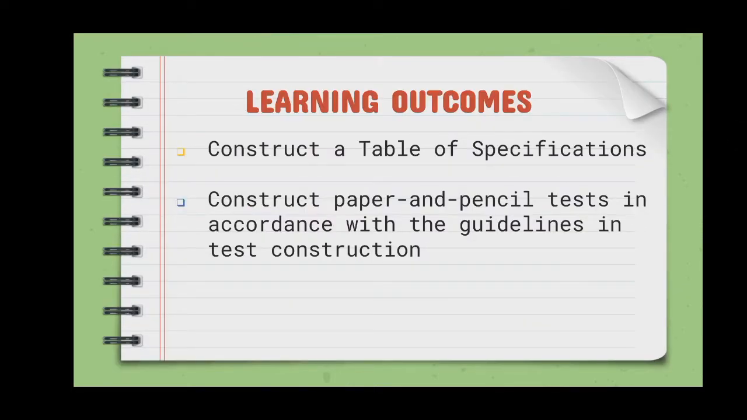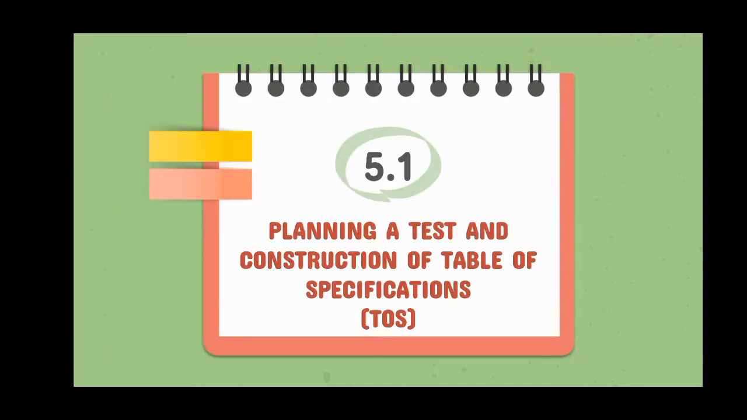So this chapter has its learning outcomes. First is to construct a table of specification or TOS. And the second one, construct paper and pencil tests in accordance with the guidelines in test construction. The construction of valid test items begins with a table of specifications. Now we will discuss planning a test and construction of table of specifications or TOS.